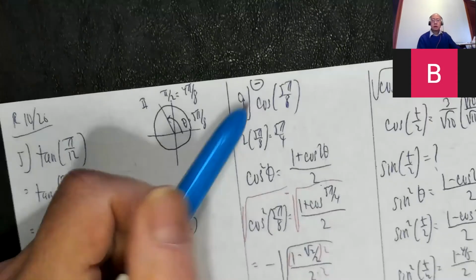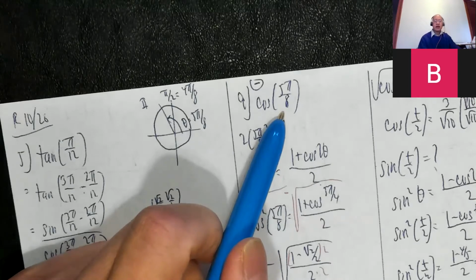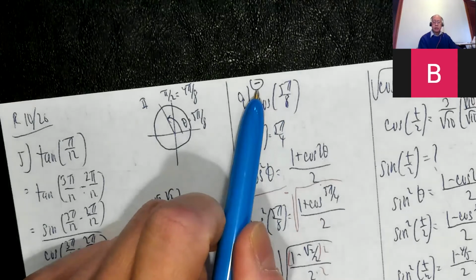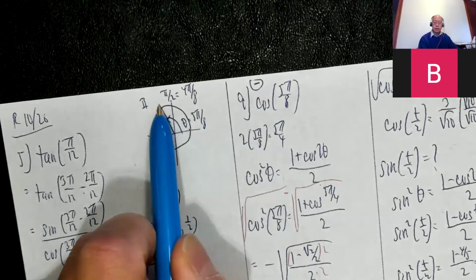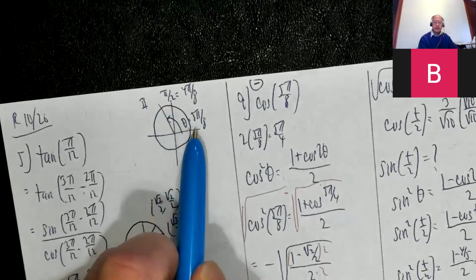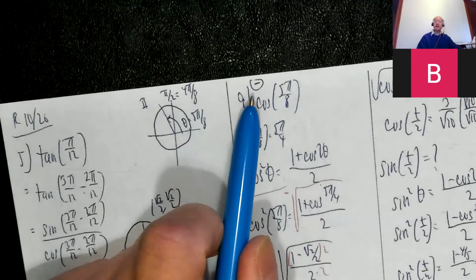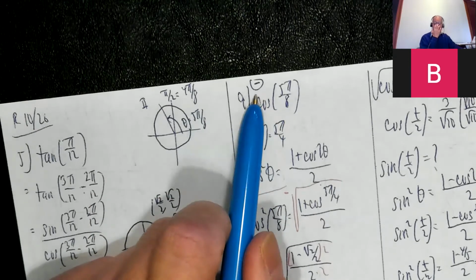Okay, number 9. Cosine of 5 pi over 8. Okay, 5 pi over 8. I'm in quadrant 2, so I know the answer is negative. Okay, how do I know it's a quadrant 2? Well, I know 4 pi over 8 is pi over 2. So 5 pi over 8 is a little bit more. That lands me in quadrant 2. So the sign, S-I-G-N, of cosine 5 pi over 8 is negative.